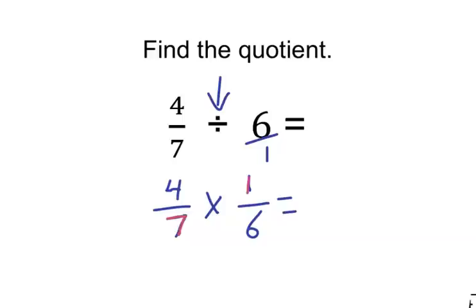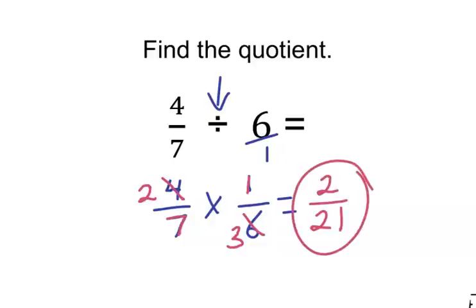But with the 4 and the 6, we can divide 2 into it. 2 goes into 4 twice. 2 goes into 6 3 times. Now let's just multiply across. 2 times 1 is 2. 7 times 3 is 21. And there's nothing that divides into both 2 and 21, and it's not an improper fraction. So there's our answer, 2 over 21.